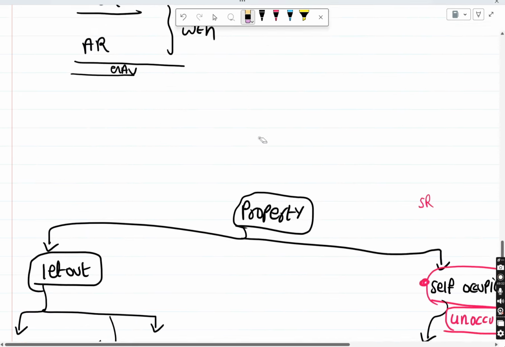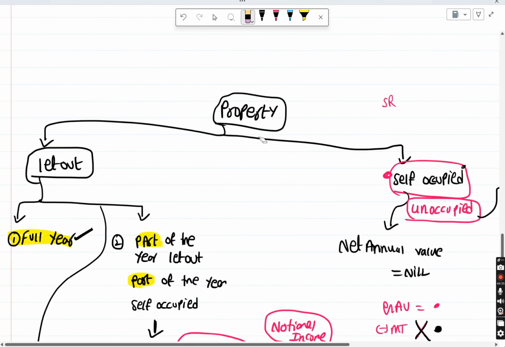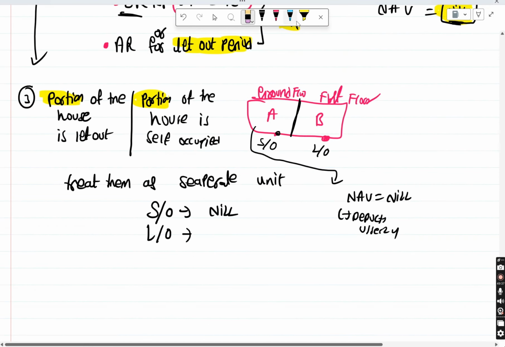So if it is a self-occupied property, I am talking about only the self-occupied portion, this portion. If A is self-occupied, we will just say NAV is equal to nil, and then if there is any deduction, we still have to discuss the deductions, and then we will find out the income from house property for the ground floor. You will get clarity only once we do some questions. But now the question is, what about the let out property? How do we find out for the let out property?